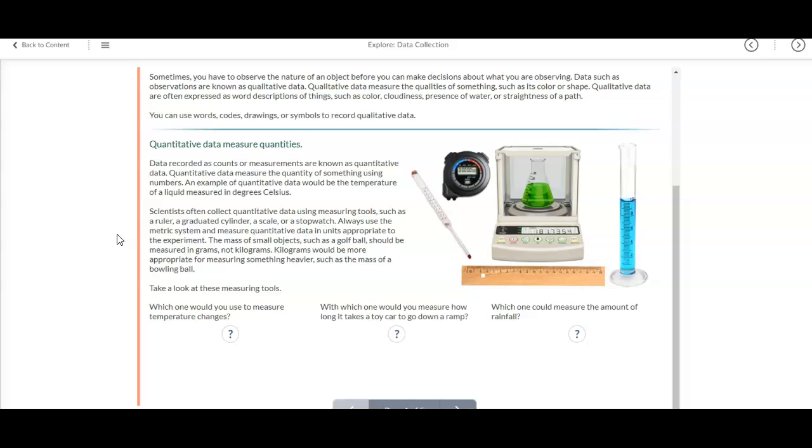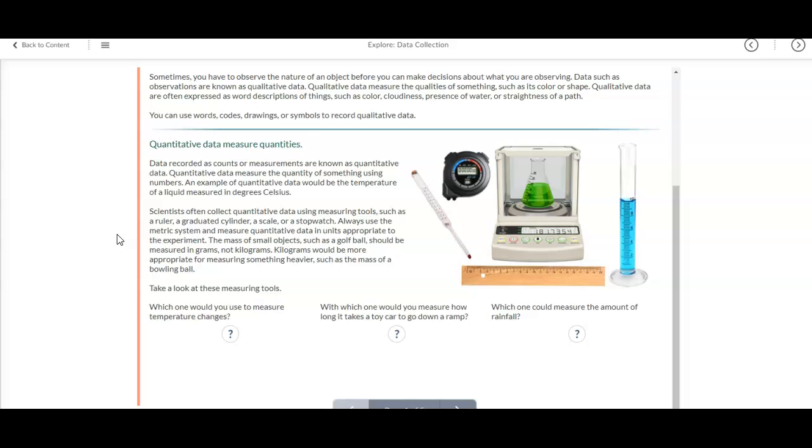Always use the metric system and measure quantitative data in units appropriate to the experiment. The mass of small objects, such as a golf ball, should be measured in grams, not kilograms. Kilograms would be more appropriate for measuring something heavier, such as the mass of a bowling ball.